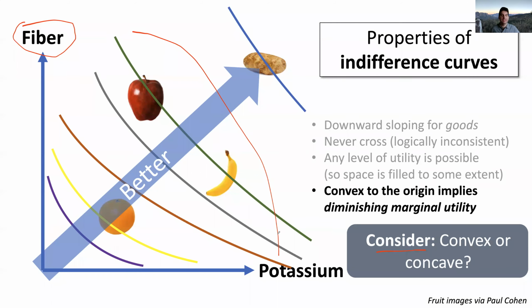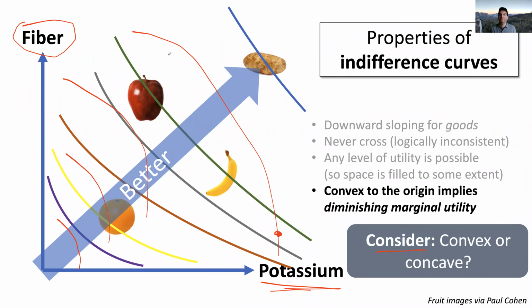when you get a lot of potassium here, then you suddenly are willing to give up more fiber for the same amount of potassium. So concave curves would be kind of strange in terms of goods. It would take a weird type of nutrient in order for us to get these concave curves. So all I'm trying to say here is that, I'm hoping it makes sense, we wouldn't expect to see concavity for these types of goods.